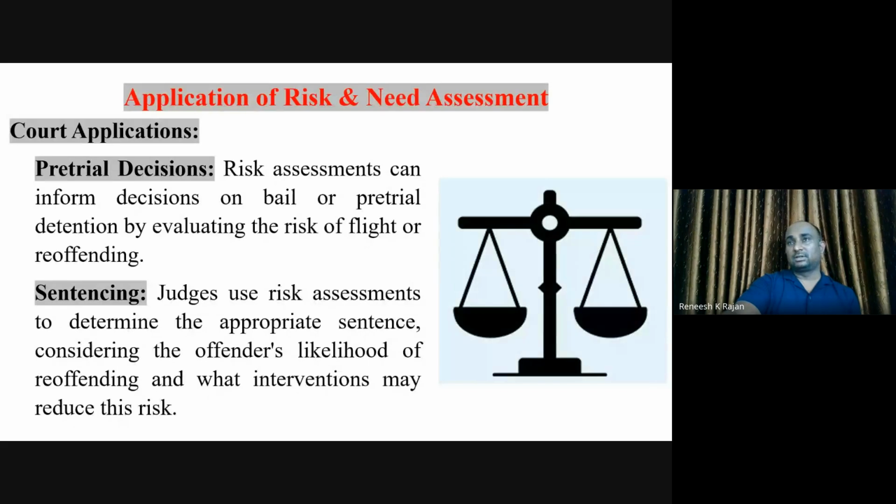So those are the applications in the correctional settings. Now we are talking about the applications in the court. Pre-trial decision: risk assessment can inform decisions on bail or pre-trial detention by evaluating the risk of flight or reoffending. It means at the time of trial, using this risk and need assessment, a judge can decide whether to give bail or pre-trial detention for an accused. So this risk and need assessment tool is helpful in pre-trial decisions.